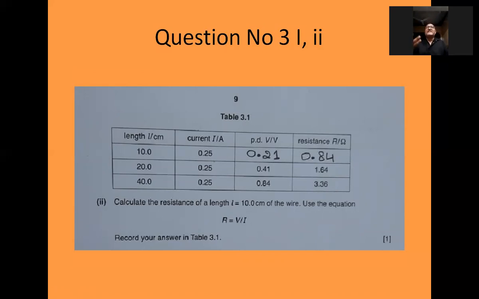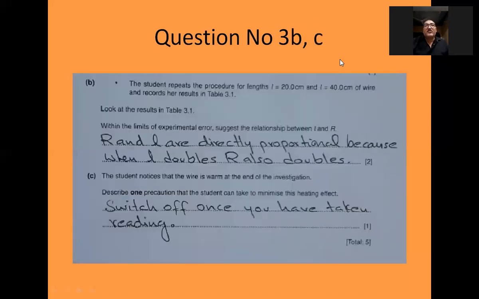If this kind of relationship is between two quantities, we can say that they are directly proportional to each other. So R and L, the resistance and the length of the wire, are directly proportional, because when the length doubles, the resistance also doubles. So it was a 2-mark question.